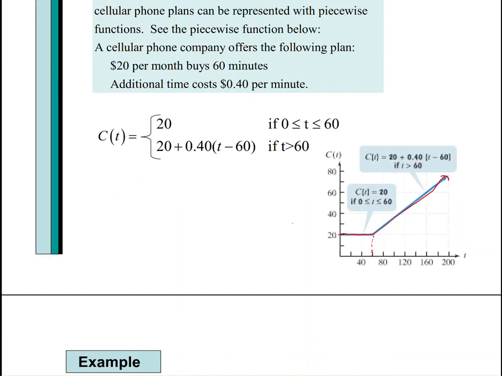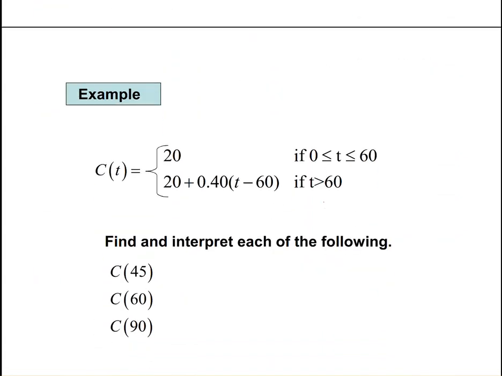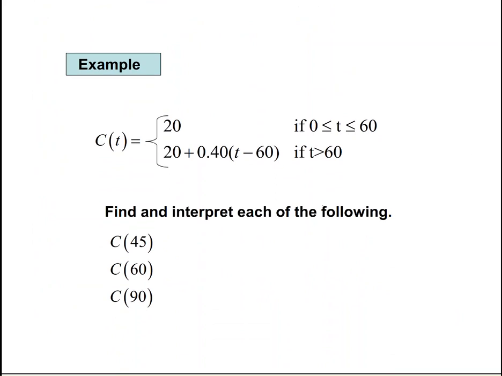Okay, so let's look and see how we could solve a piecewise function depending on what we're given. With the same function here, we're asked to find and interpret each of the following: when we talk 45 minutes, when we talk 60 minutes, and when we talk 90 minutes. If we use up 45 minutes, that's between 0 and 60, so no work needs to be done there. I know my cost is going to be $20.